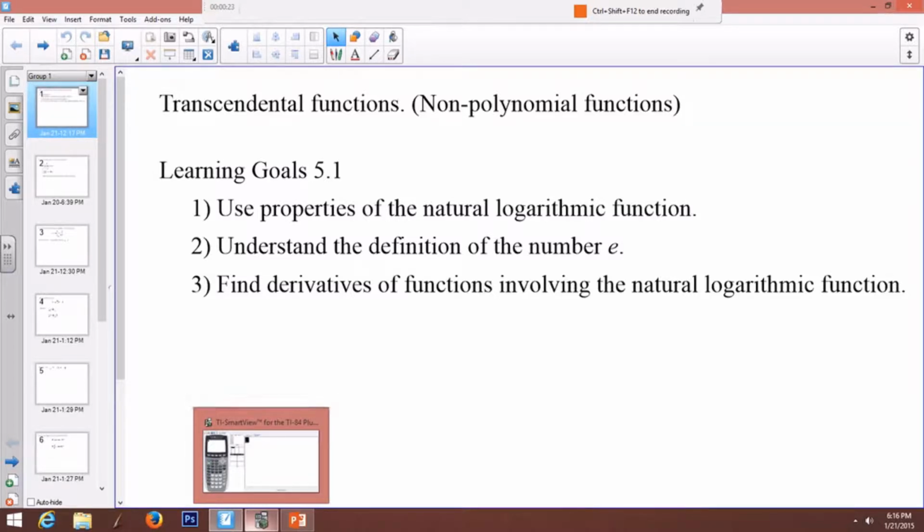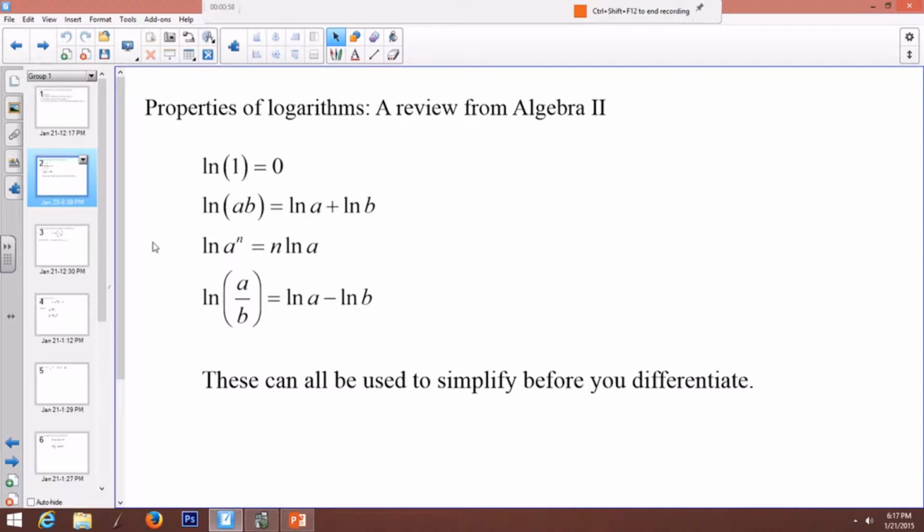And I like this section, or actually the whole chapter 5, because we review a lot of the properties that we started off. So you're going to see derivatives, you're going to see quotient rule, product rule, you're going to see integrals, and they're going to be with some of these transcendental functions. And we're also going to start off with logarithms and the exponential number e, and so that's where we're going to get started. So just real quick, we're going to review the properties of logarithms.